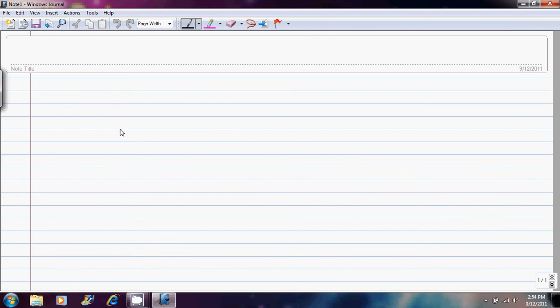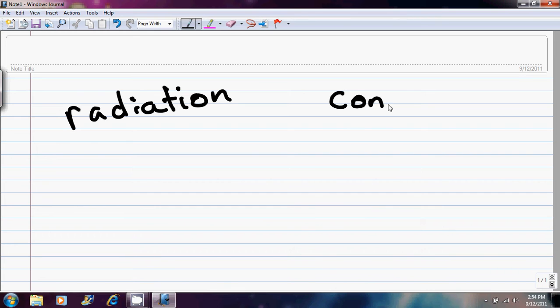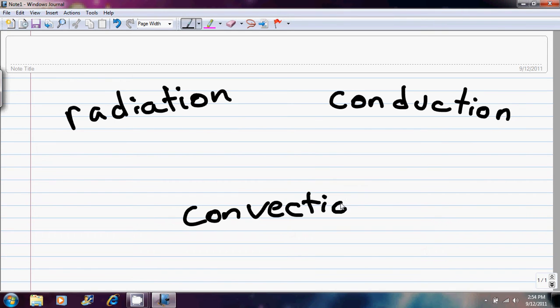So the first 3 vocab words that we're going to run into are these 3: radiation, conduction, and convection. So you're going to see these words come across on page 19.